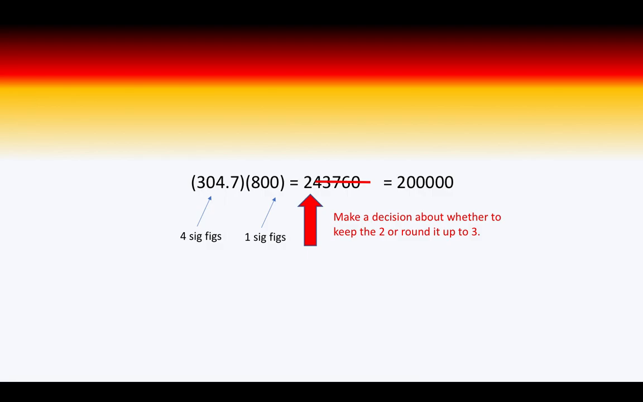So the significant figure answer for multiplying these two values is simply 200,000, because we can't be confident about all of this stuff on the other end of the number. Notice there's no decimal point on here, because this also tells us that we're only sure to 1 significant figure in this answer.